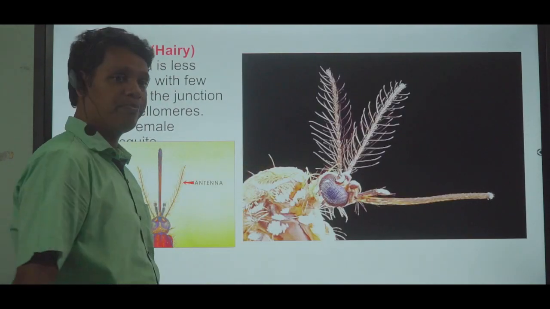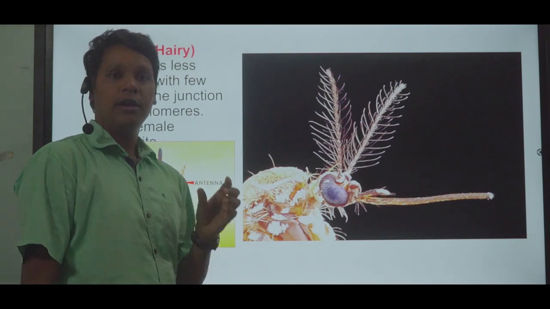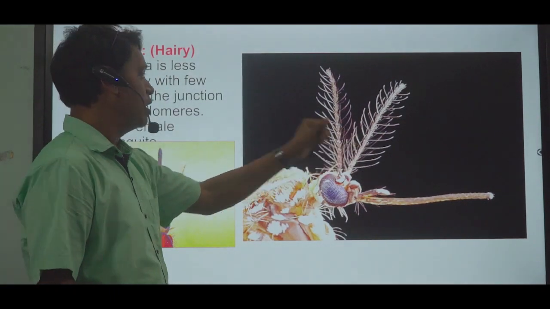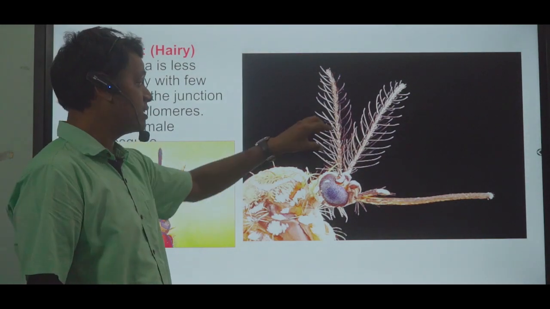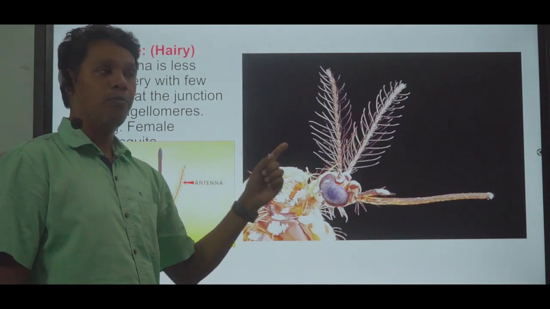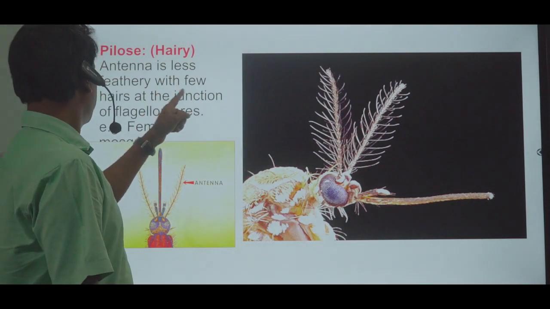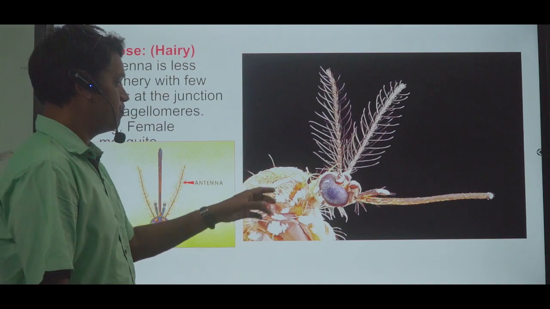Now the second type of antennae is pilose. In the female mosquito, we can see this type of antennae, which is known as pilose, hairy antennae, but the hairs are not very dense as they were in the plumose antennae. The antennae are less feathery, with few hairs at the junction of the flagellomeres.